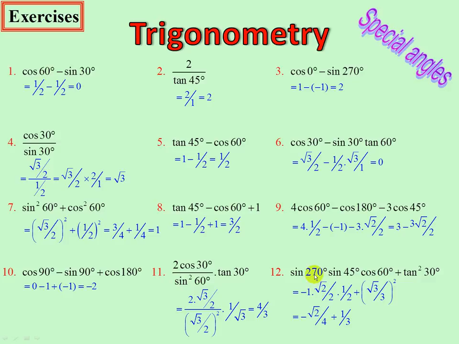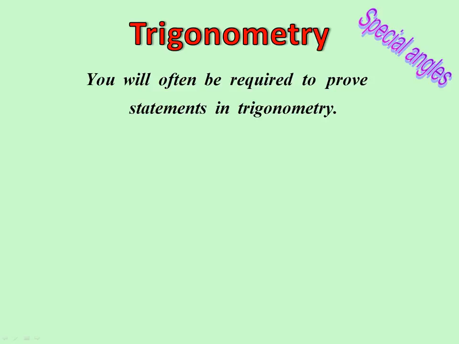Finally, negative 1 root 2 over 2 half plus root 3 over 3 all squared. So this works out eventually to negative root 2 over 4. That stays as 3 over 9, which is 1/3, and you cannot go on anymore.